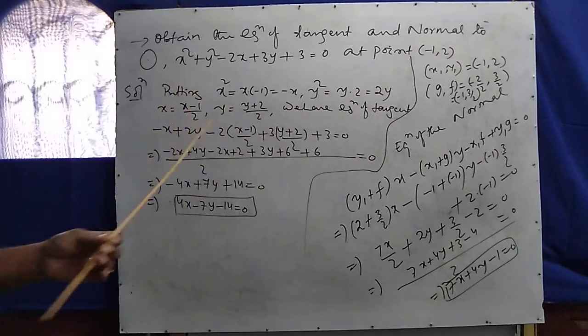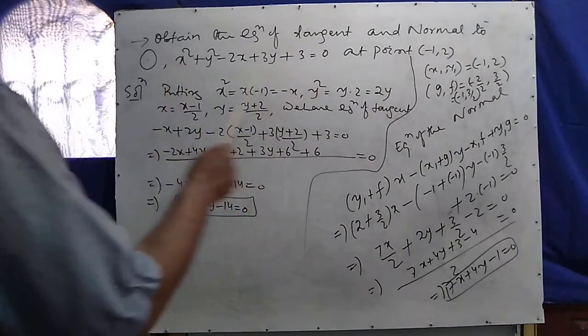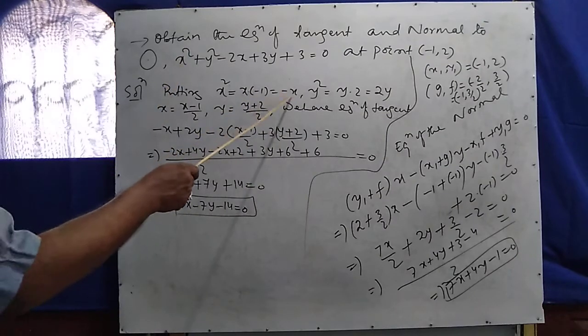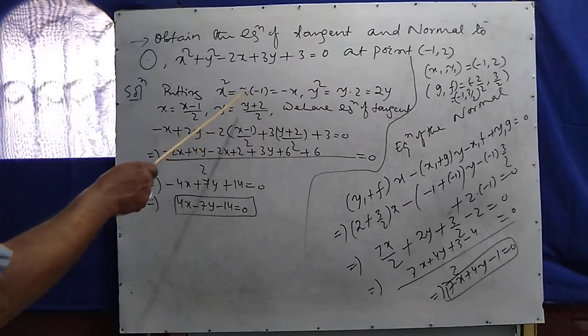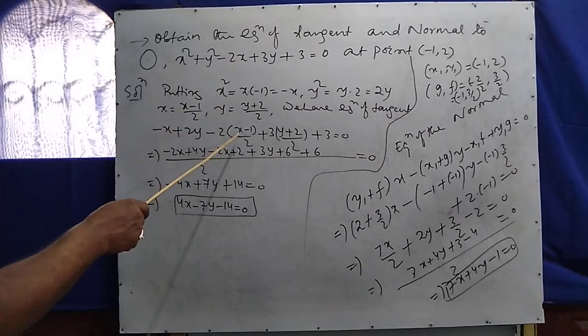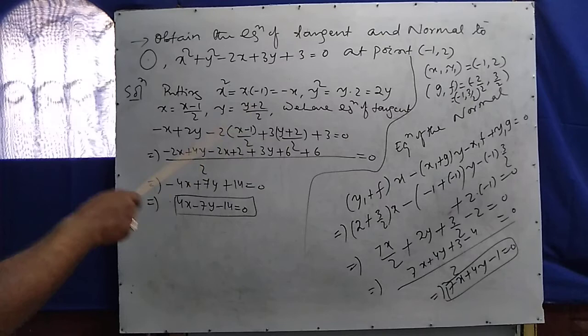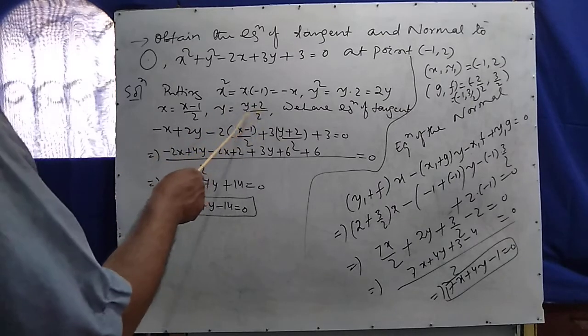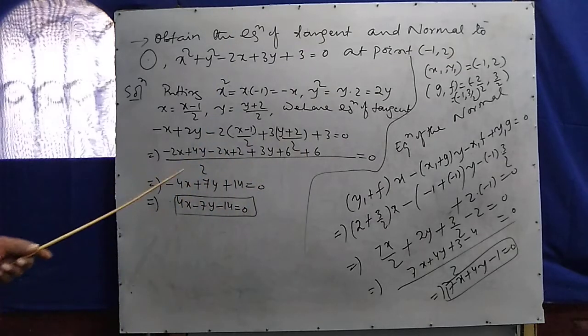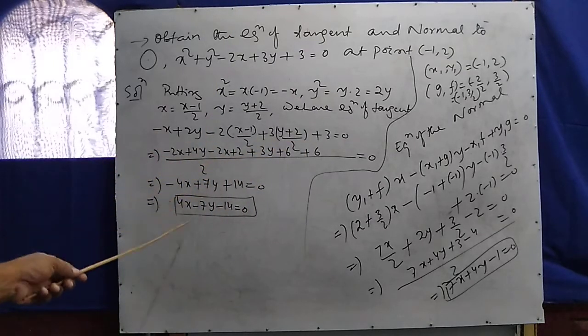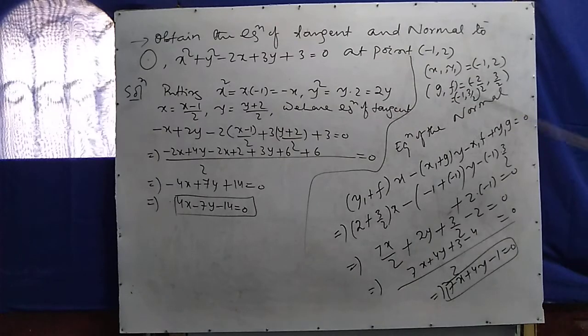So you take all these values along with this equation. For x square you put x into x1, that is minus x, and for y square you put 2y, and for x you put 2 into (x minus 1) by 2, and for y you put (y plus 2) by 2, and for 3 you put simply 3. Here the LCM is 2, and on simplification you will get 4x minus 7y minus 14 equal to 0.